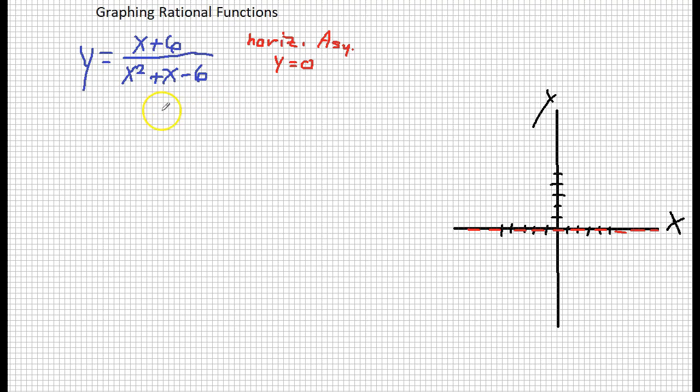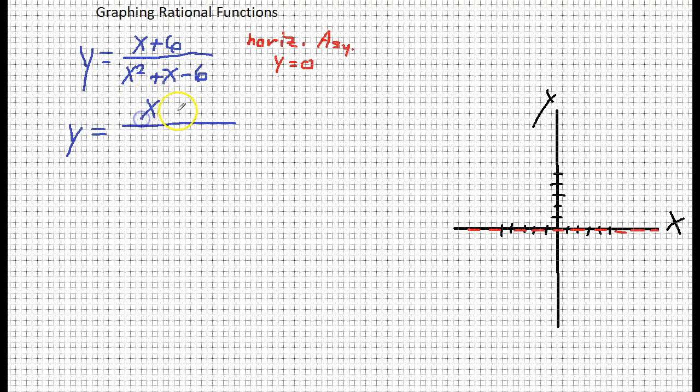All right, now, here's the key. These are either removable or not removable. What's the difference? Removable means there's a hole. That means part of the denominator cancels out with the numerator. All right. Not removable means part of it does not cancel out. None of it cancels. So we're going to factor the denominator.